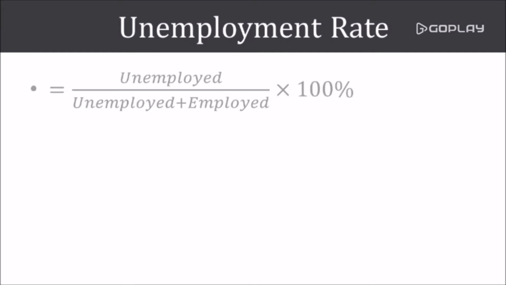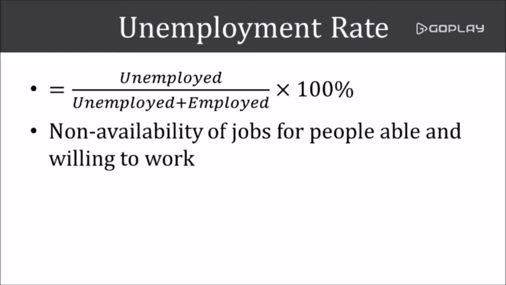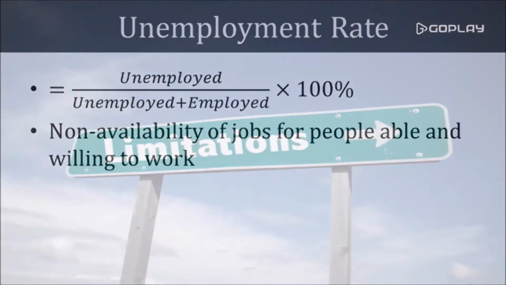Now let's move on to the unemployment rate. The unemployment rate is the unemployed divided by the unemployed plus employed, which is also the economically active, multiplied by 100%. The unemployment rate states the non-availability of jobs for people who are able and willing to work.